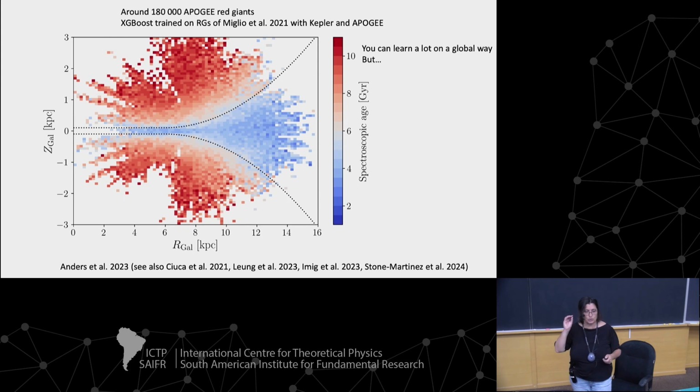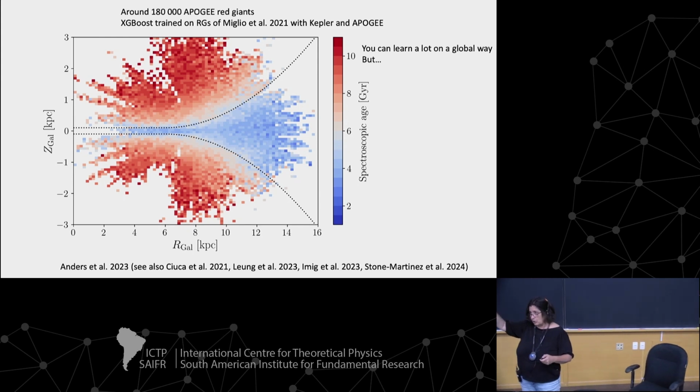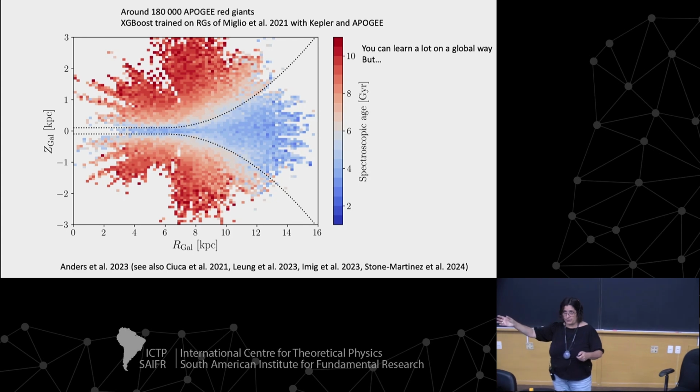So the ages I showed up to now are ages either where I had the seismology in some pencil beams, or ages in the whole galaxy, or where I had clusters, because for clusters I have the age. But for field stars, it's very hard.